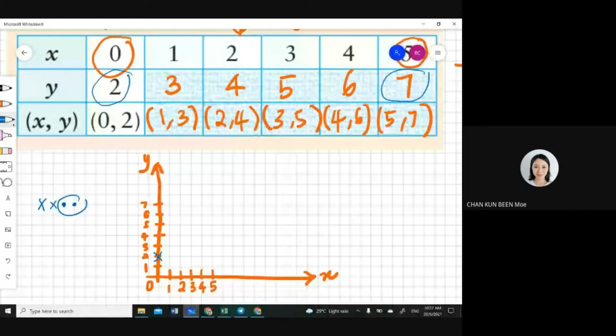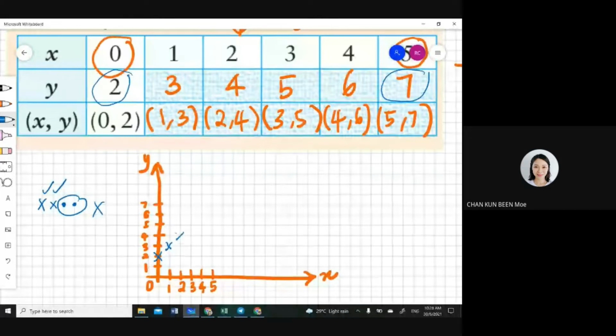Okay, so we are going to plot 1, 3 right now. 1, 3 means in the x-axis, it is 1. So 1 is here. In the y-axis, it is 3. So 3 is here. Therefore, the coordinate is right here. Okay, so I'm going to plot 1, 3. For the next one will be 2, 4. Okay, you can just refer to this. 2 in the x-axis, 4 in the y-axis. So I plot this. Okay, continue with 3, 5.